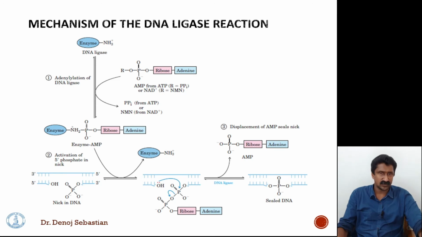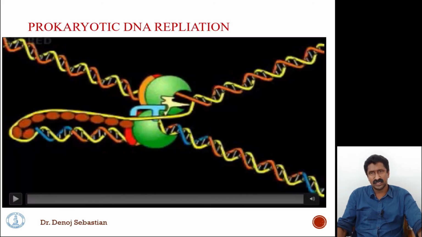This group is released by displacement of the AMP with a phosphate. So this is the ligase reaction, and the net result is that the nick, or the cut between the different Okazaki fragments, is sealed by a phosphodiester bond. So this is about the DNA ligase reaction.